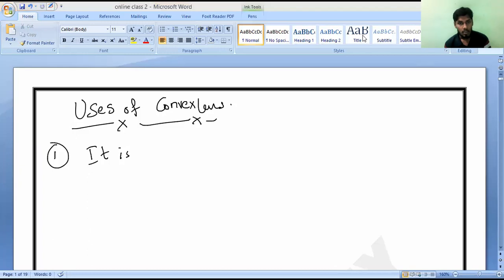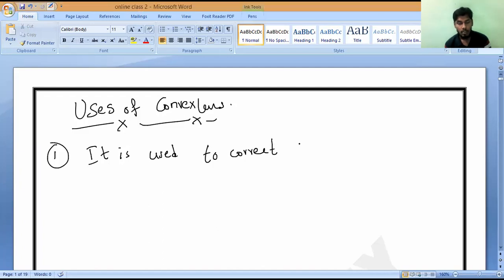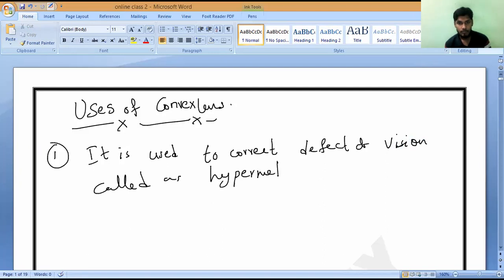So it is used to correct the defect of vision called hypermetropia, or we can call it long-sightedness. Do you understand? That is the first use of this one. Next one. Can anybody say?